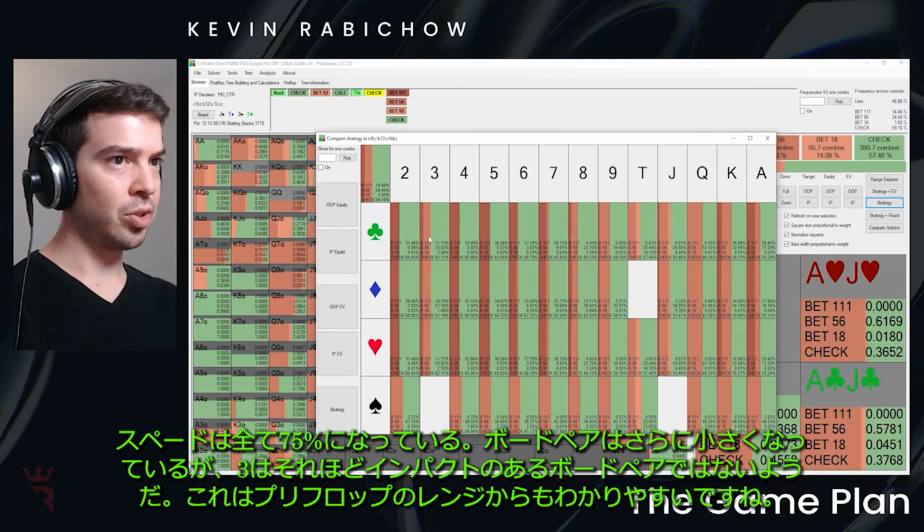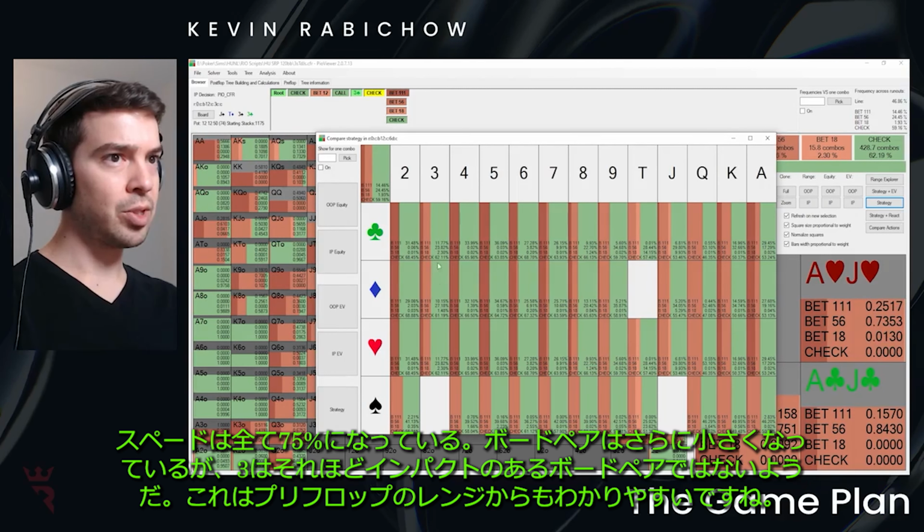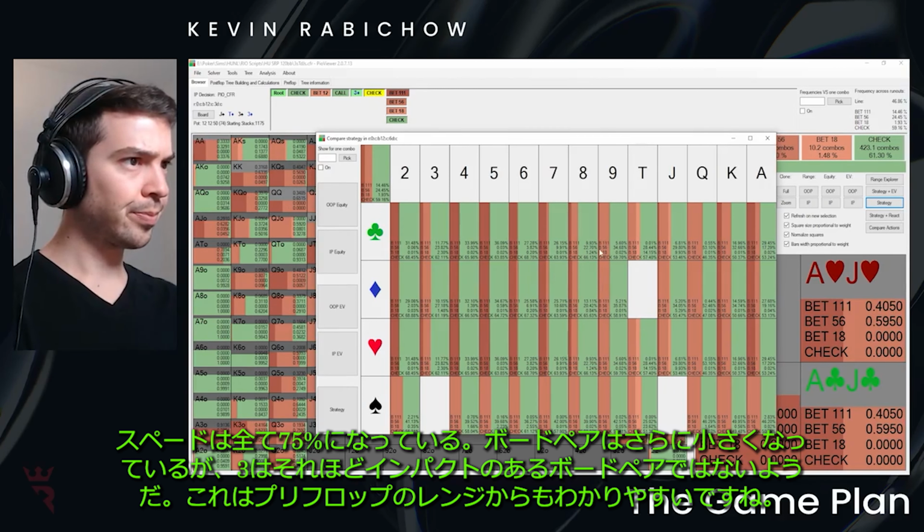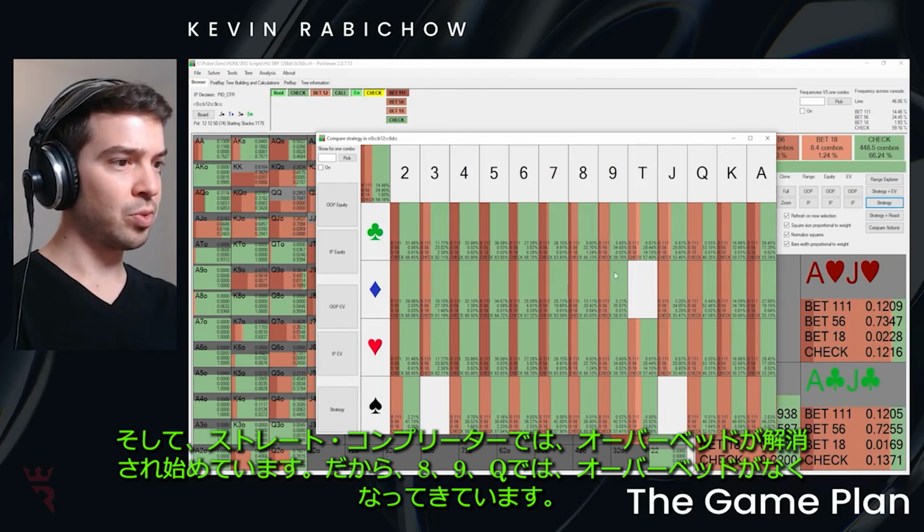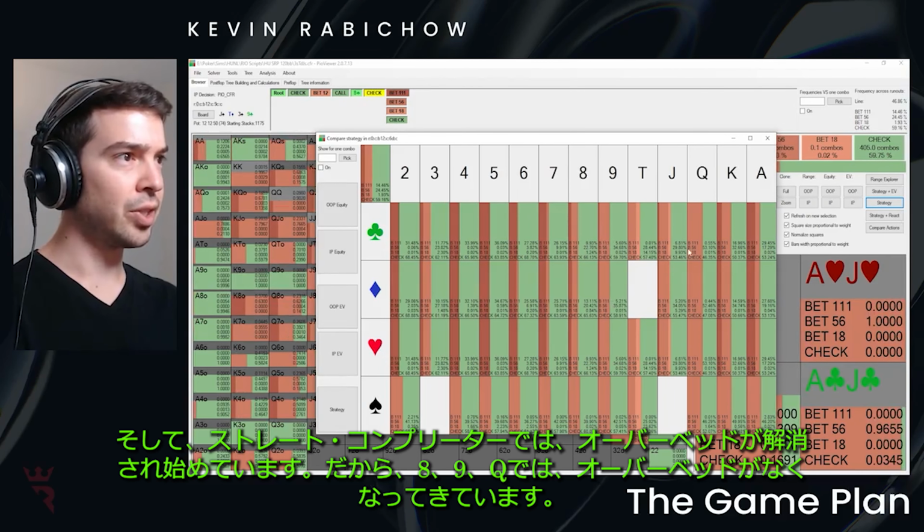The board pairs are going even smaller, although the 3 here seems to not be a super impactful board pair, which could make sense just because of preflop ranges. And then on straight completers, we're seeing those overbets start to go away. So on the 8, on the 9, on the queen, we're seeing those overbets go away.